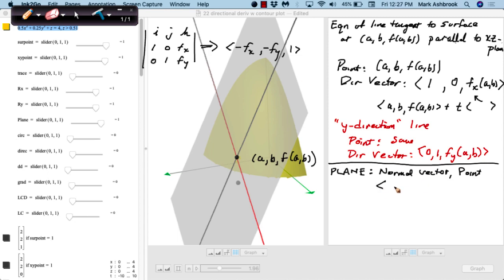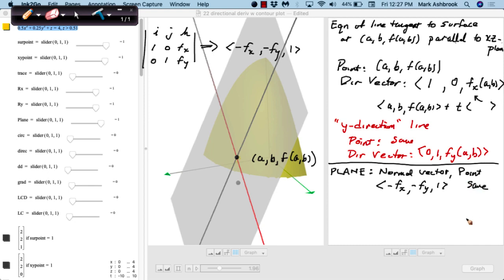So when I do the cross product, I get negative partial with respect to x, negative partial with respect to y, and 1. Did you get that? Yep. So that vector is normal to the plane. Okay, and the point we can use? Same point again.